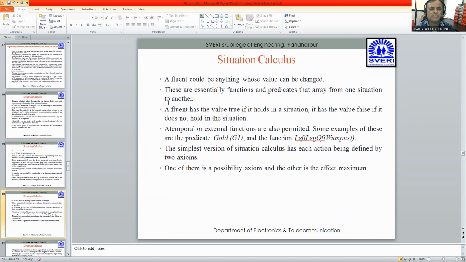These are essentially functions and predicates that vary from one situation to another situation. A fluent has the value true if it holds in a situation. Obviously when I say a fluent is true or false, we have also seen when it is said to be true and when it is said to be false. A fluent has the value true if it holds in a situation, and its value is false if it does not hold in the situation.